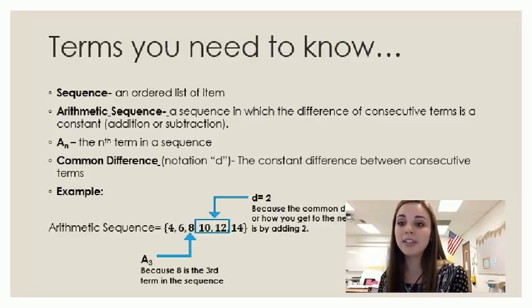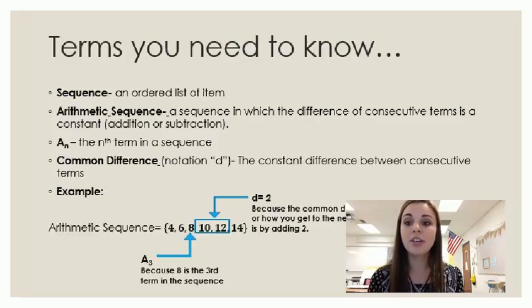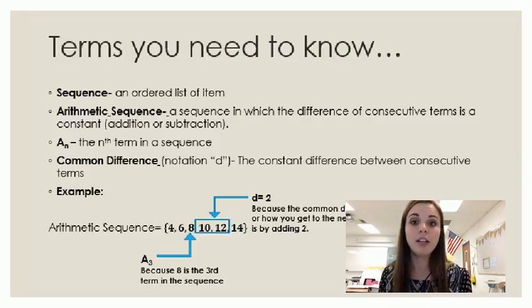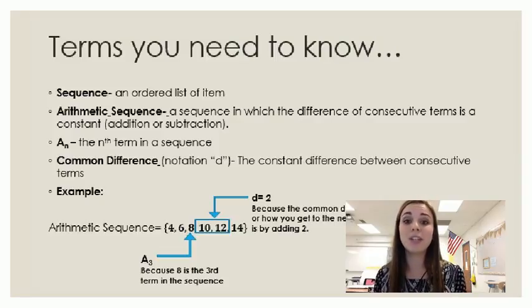Now the other term we need to talk about is the common difference. So you can see I've boxed in two numbers, 10 and 12. Those are consecutive terms because they're right by each other. So we notice to get from 10 to 12, you add 2. Therefore, that means that the common difference, or D, is equal to 2.